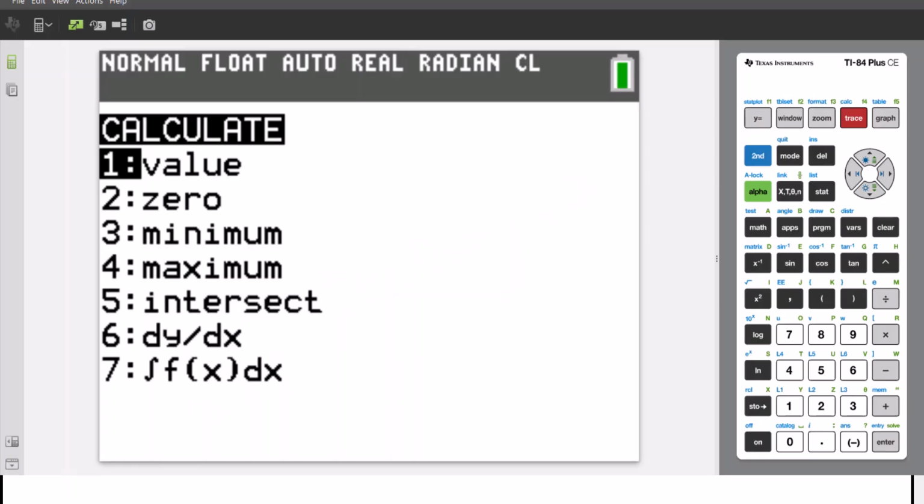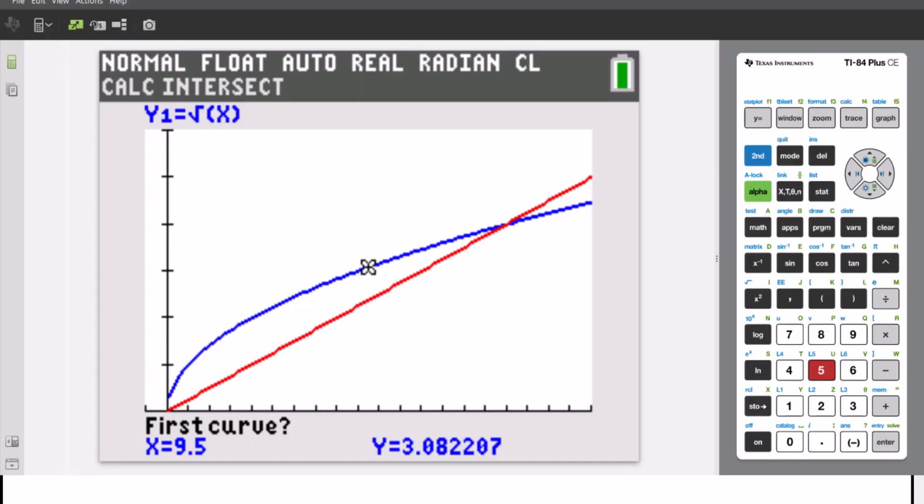That will put us in the calculate menu. And again, just like before, we're going to click option number 5 on our keyboard for intersect. And then decide what's the first curve. Yep, I like the blue one. What's the second curve? I'm going to select the red one. And it wants to guess, but I need to first tell it, okay, go to the first one, even though I kind of know it's 0. I'll just put it close enough to 0 and just click enter.